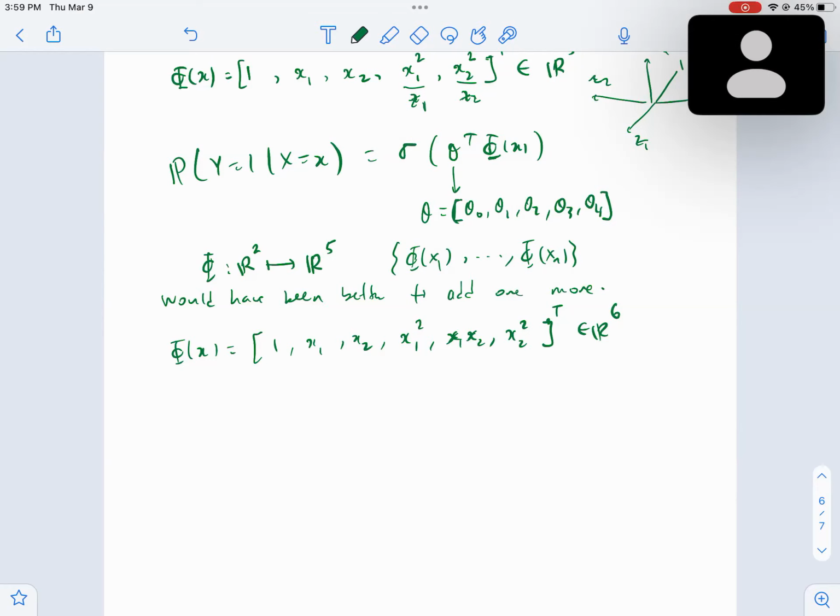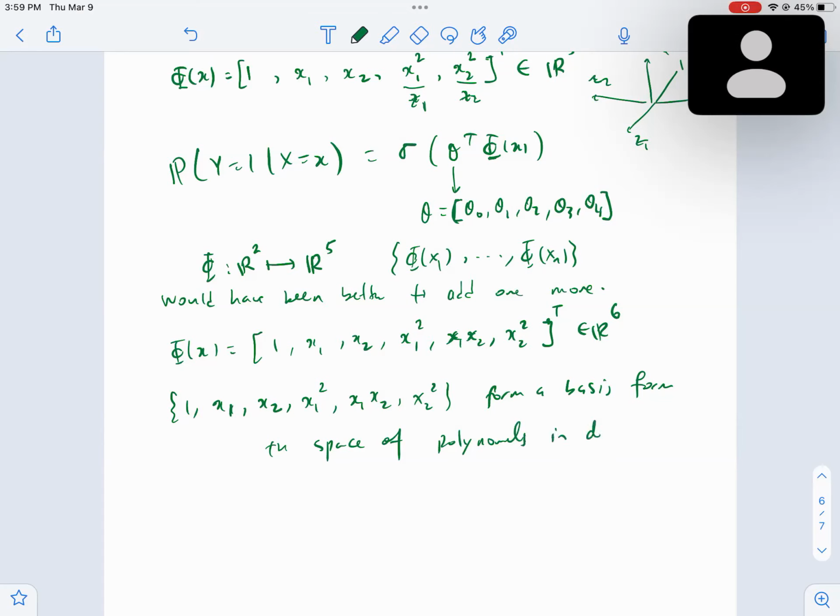Another way of saying that this is better is that these form a basis: 1, x1, x2, x1 x2, x1 squared, x2 squared form a basis for the space of polynomials of degree at most 2 in variables x1 and x2.